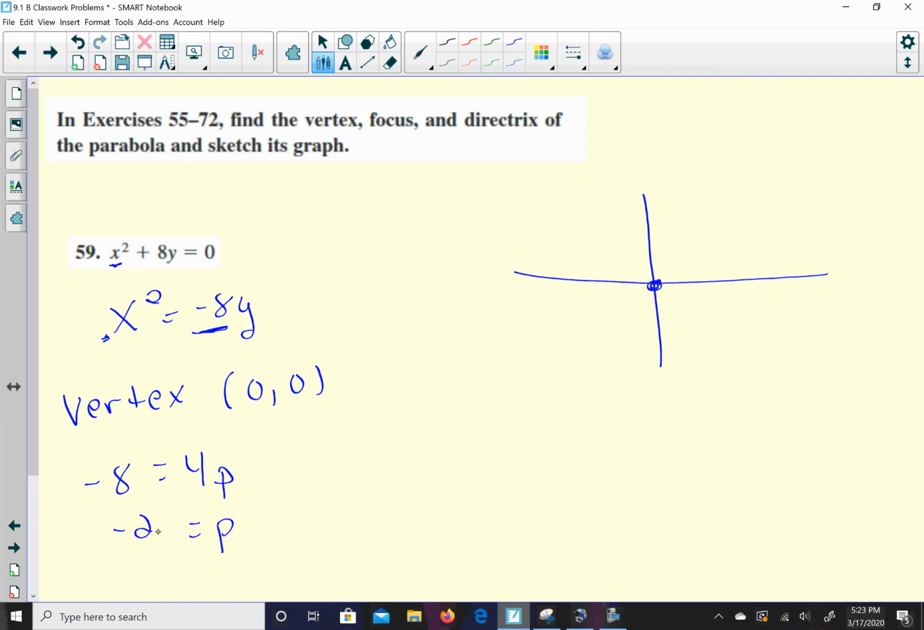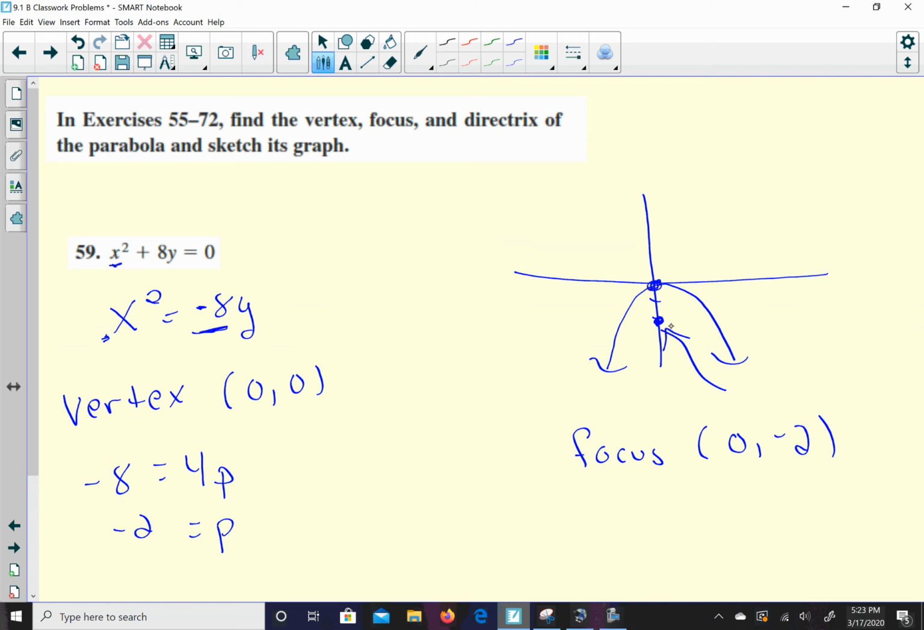Well, the p is the distance between the center and the focus. The x is squared, so I know it's going to either open up or down. Because of this negative sign, I know it's going to open down, something like this. They're telling me my focus is 2 units away from the vertex, so I'm going to go 1, 2. So here's my focus. My focus is going to have the ordered pair (0, -2).